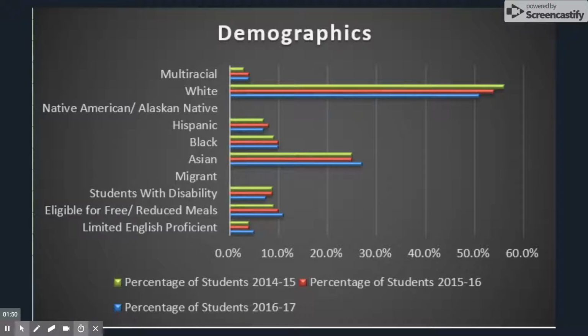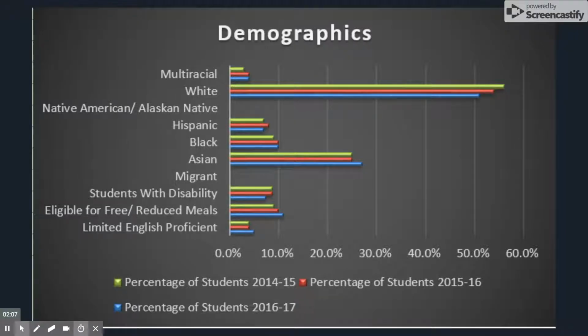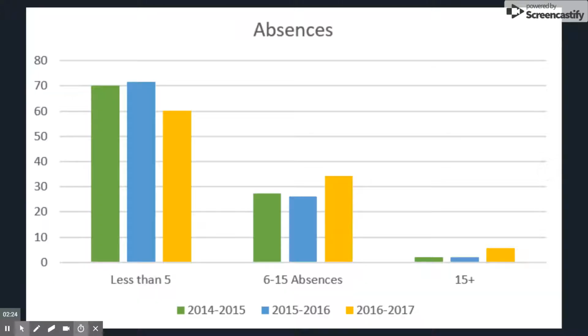The demographics, we are a pretty diverse school, but predominantly white. And if you go back further in the data, you'll see that this trend has just started to go down in the last 3 years, and our Asian population has started to increase. Our students with disabilities, that number has decreased only slightly. And the other number that is of note here is that our number of students who are eligible for free or reduced lunch meals has increased over the last couple of years. It's about 11% right now, and it is at 12% this current school year.